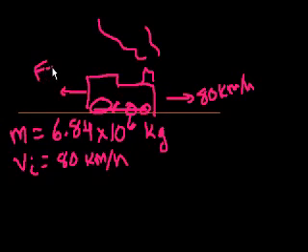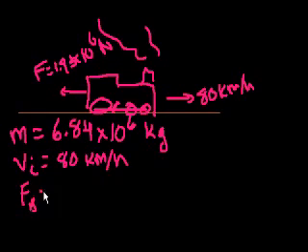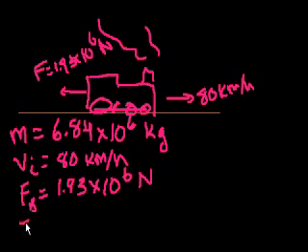So force is equal to 1.93 times 10 to the 6th newtons. That's 1.93 times 10 to the 6 newtons. I know it looks a little bit messy. That the brakes are going to be applied for 25 seconds. So the force of the, I'll say force sub B, or the force of the brakes, is 1.93 times 10 to the 6th newtons, and then they will be applied for 25 seconds.